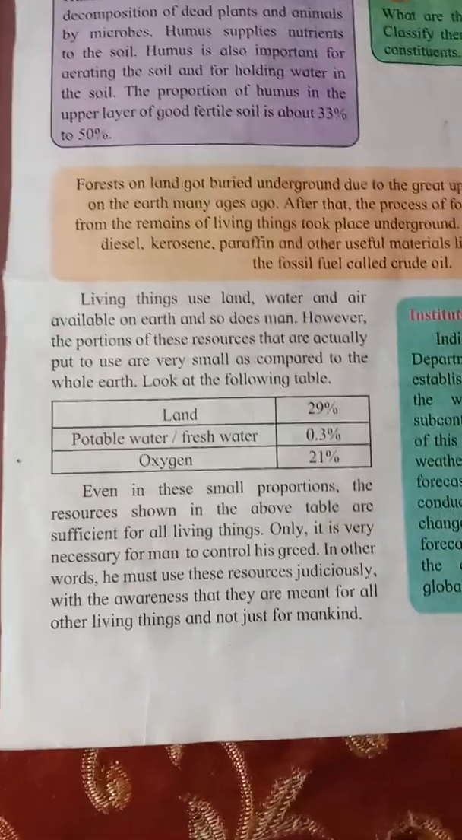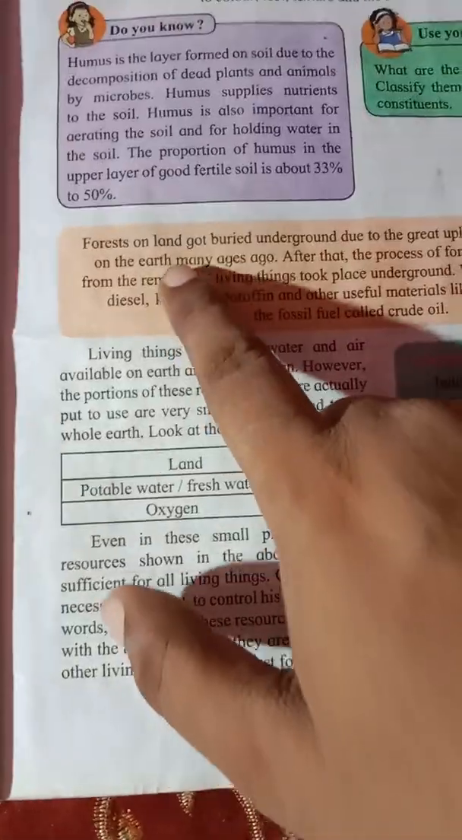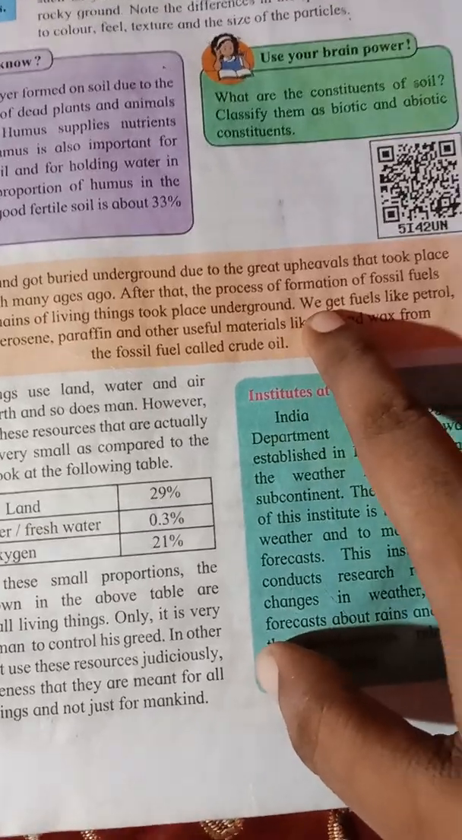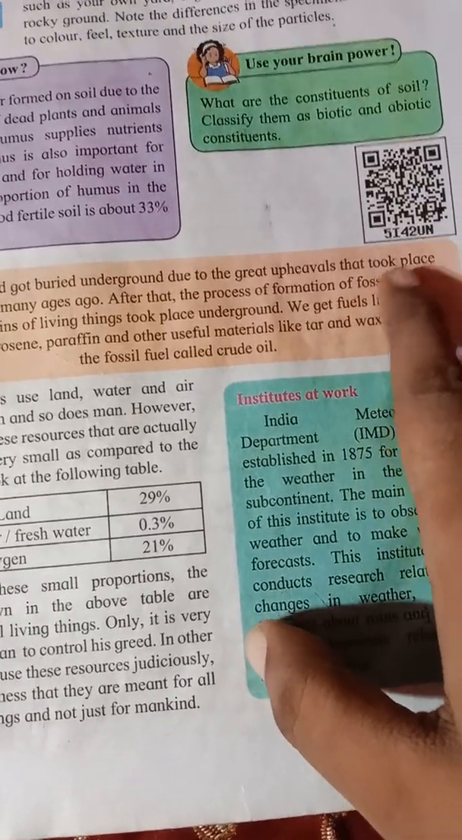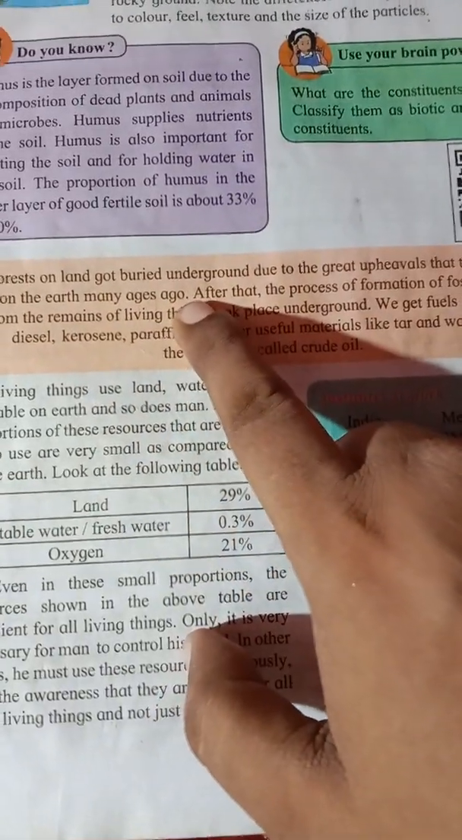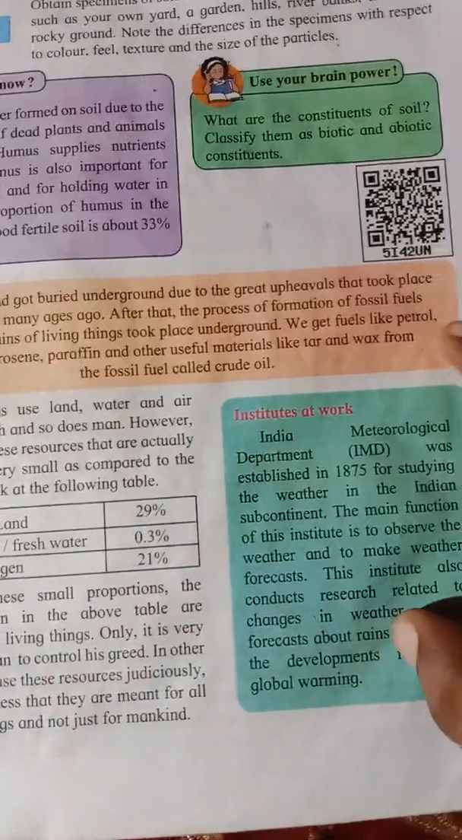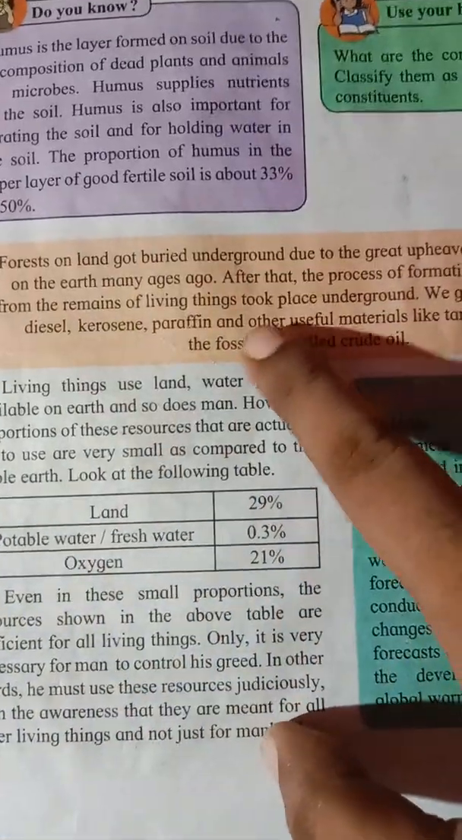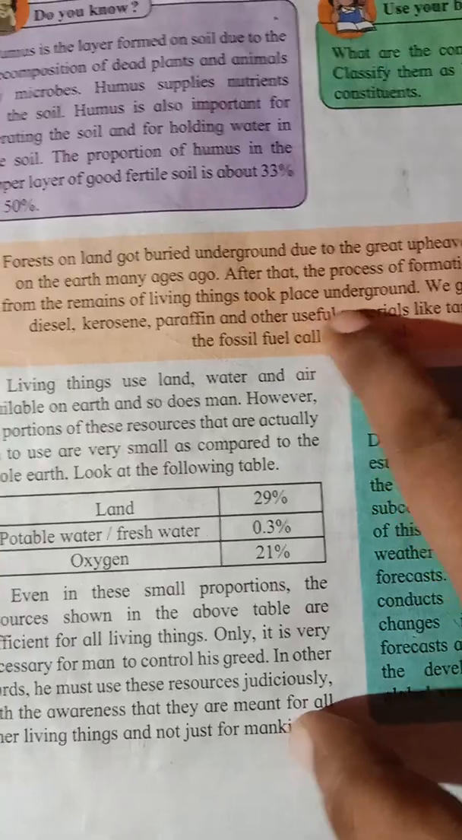When was it established? In 1875. Okay, see, forests on the land got buried underground due to great upheavals that took place on the earth many ages ago. After that, the process of formation of fossil fuels took place. The remains of living things were buried underground.